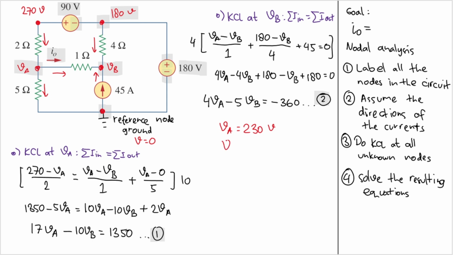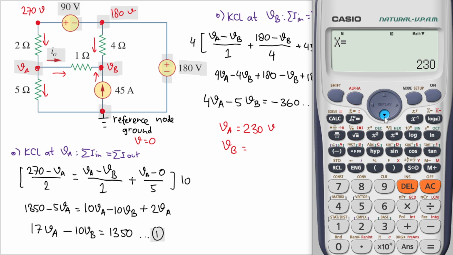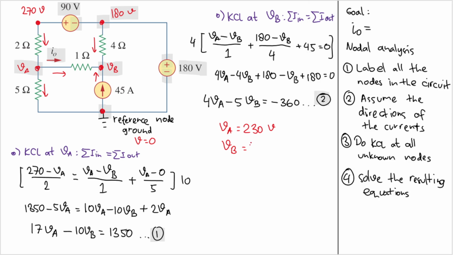And then what is VB? VB here is the Y value, which is 256. Okay, but that is not the question asked. It is asking about IO. So we need to do the last step of this question, which is to answer the question.